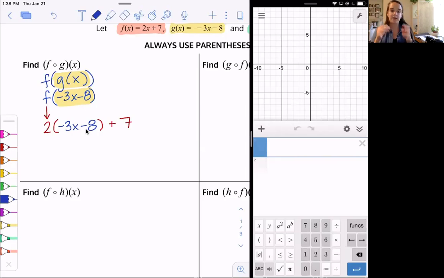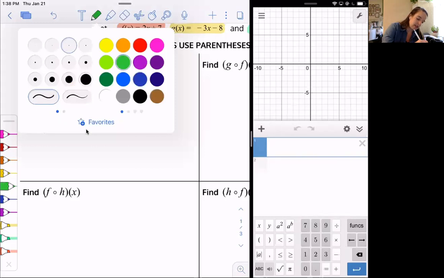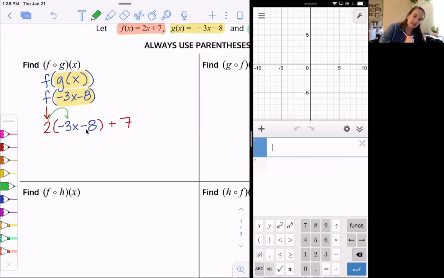So that is like my first step. I'm taking out the x, putting in the function. My second step is to simplify. Right, so what I'm going to do is I'm going to take 2 times negative 3x. What's 2 times negative 3? I'm seeing it in the chat. Thank you. Negative 6x. Then 2 times negative 8 is negative 16. And then I have the plus 7 by itself.